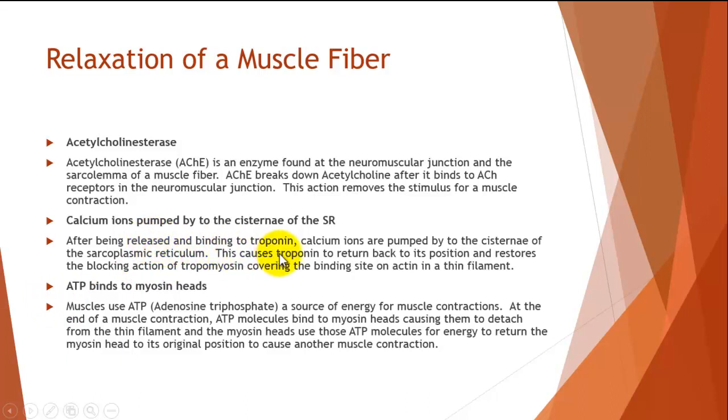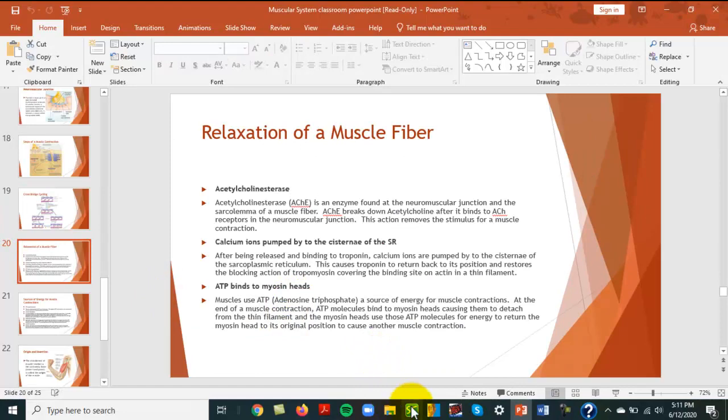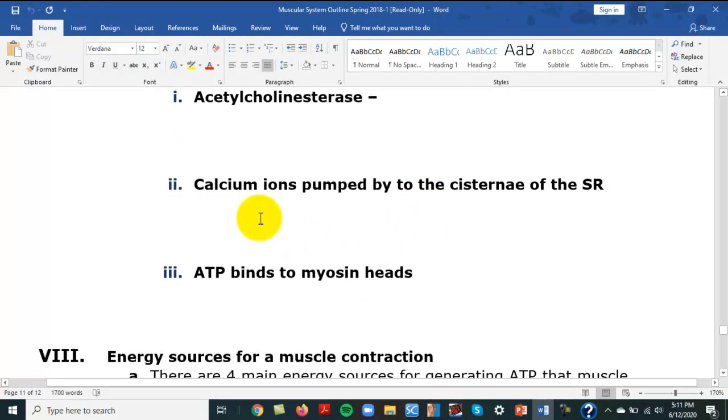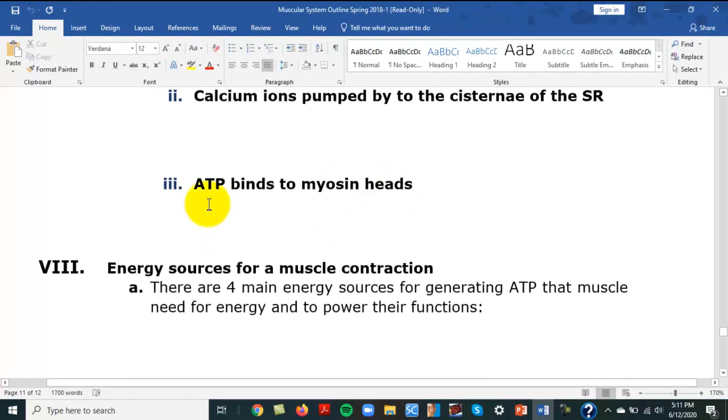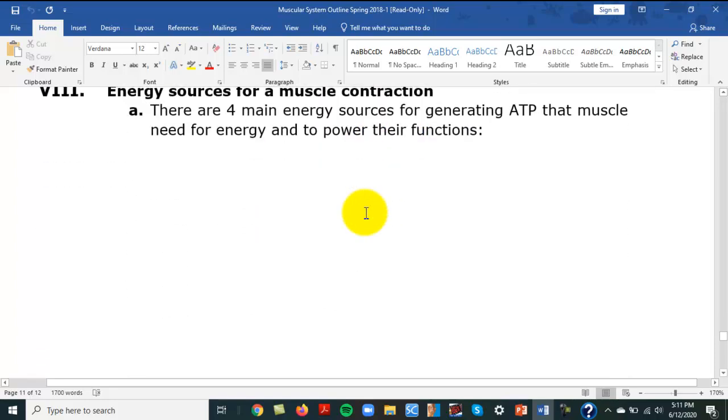So after it binds to troponin, calcium is pumped back to where it comes from, and then ATP binds to the myosin heads. Like I just mentioned earlier, it actually splits the ATP to recock the myosin heads just in case there's another contraction. But those three mechanisms allow a muscle to relax. And it says that here: calcium is pumped back, ATP binds to myosin heads.